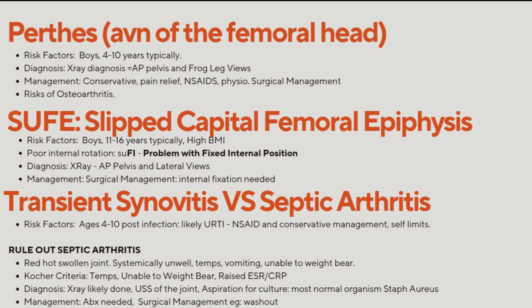They might get muscle spasm and tight muscles, and they may also have leg length discrepancy if this continues to go on. You'll then need to work them up with x-rays, so that'll be an AP pelvis x-ray and then also the frog leg laterals. You might see flattening of the femoral head indicating breakdown because of the avascular necrosis, and then you might also see the crescent sign in later disease.